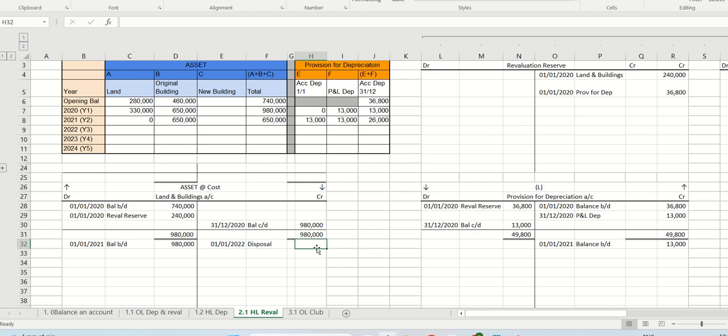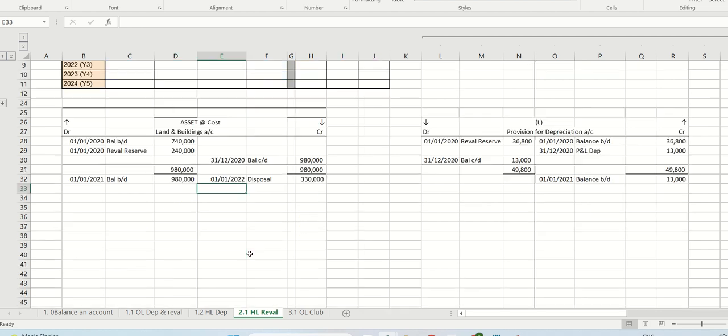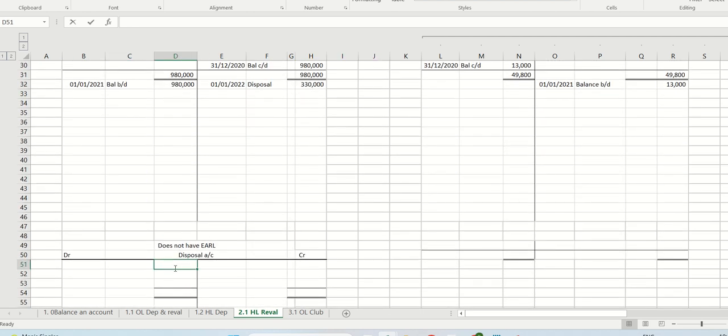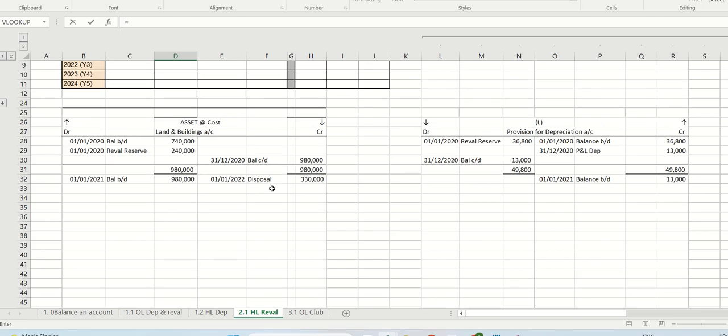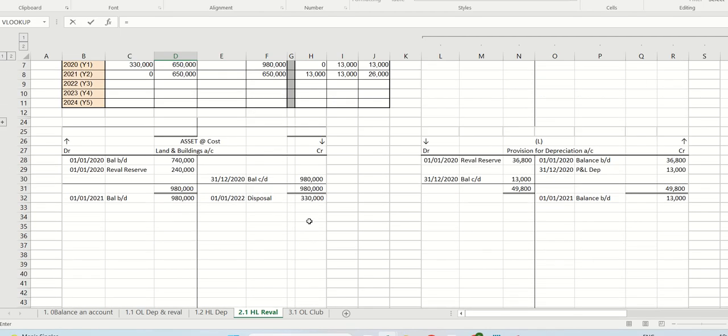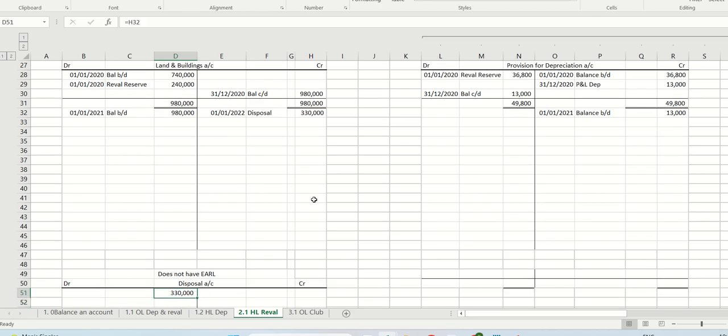It's always the cost amount. You take the amount from your table. It was 330,000. So the most up-to-date number on your table is what we take out. Do your double entry always. Credit the asset account, 330,000, and we're going to debit the disposal account with 330,000. Okay, on the 1st of the 1st, 2021. Land and buildings. Okay, so take the asset out of the asset account.